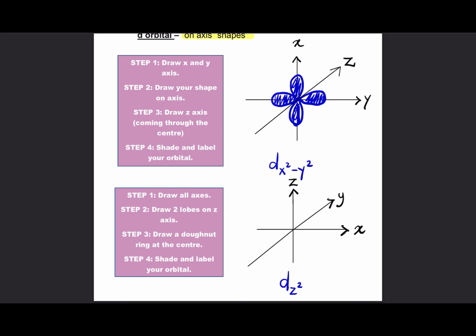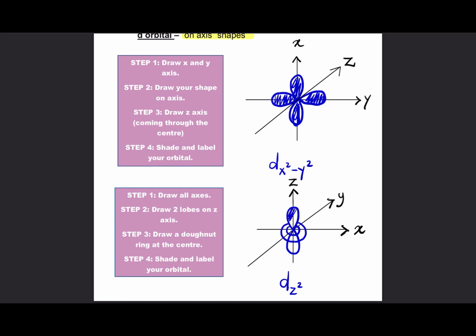And the next one, I'm going to draw 2 loops on Z axis. So 2 loops maknanya 2 kelopak sahaja atas axis Z. Because this is for dz square. So I'm going to draw 2 loops. 1 and then 2. And after that, step 3, I'm going to draw a donut ring at the center. So how to do that? This is our center. So we are going to draw donut ring, circulate around the center. So it's going to be like this. And after that, step 4, I have to shade and label my orbital.